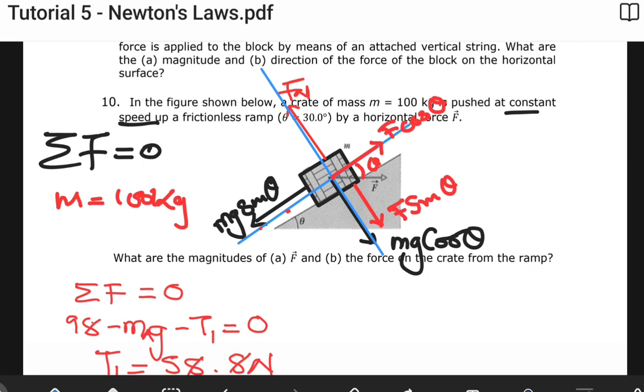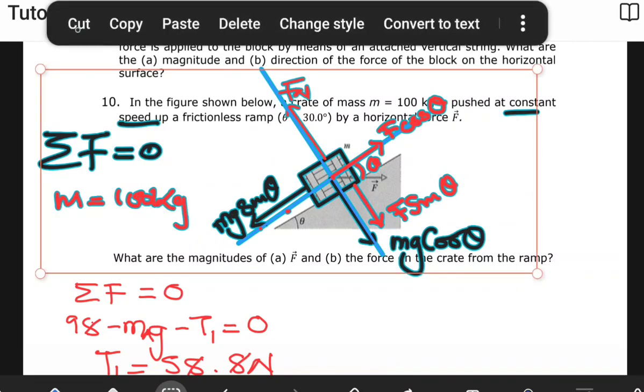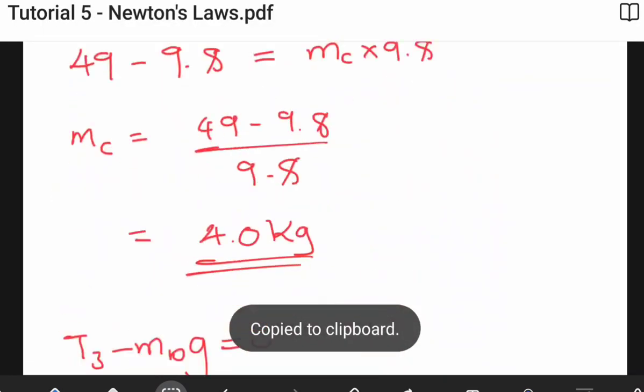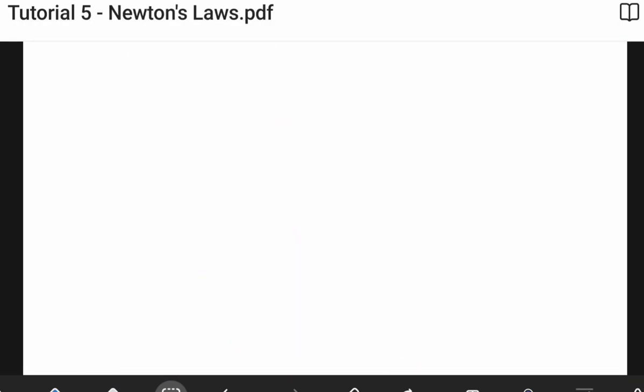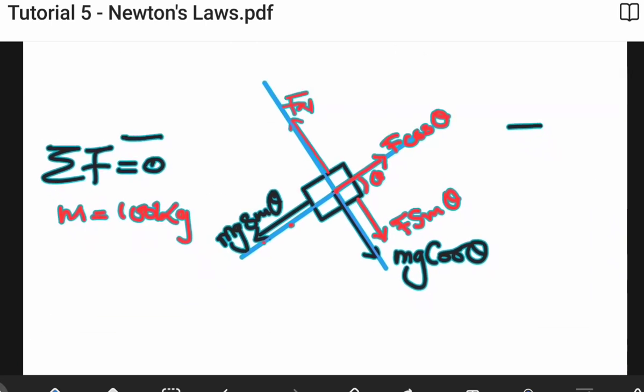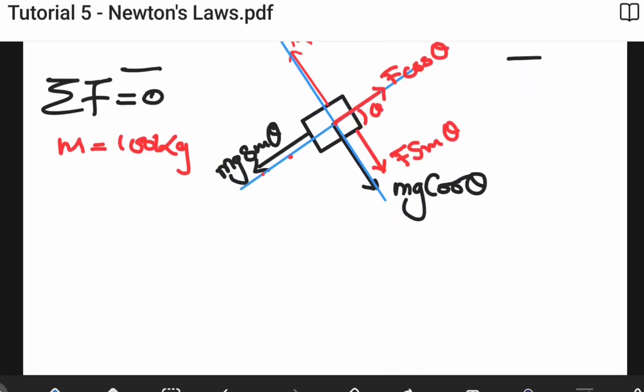The force on the crate from the ramp. Guess what that force is? The reaction from the ramp onto the crate. That's just the definition of the normal. A force that is exerted onto an object by a surface. The only missing thing there is it's perpendicular to the surface. Okay, so this is what we collected from the question.